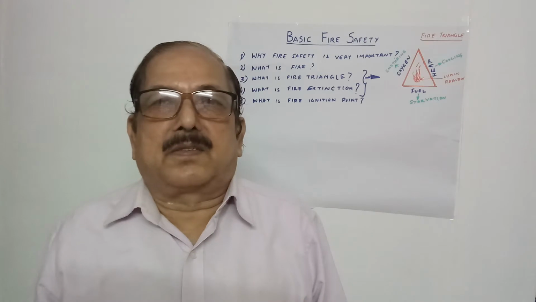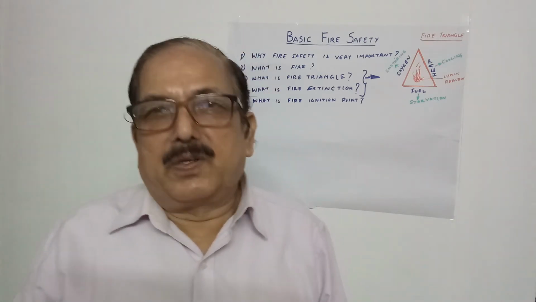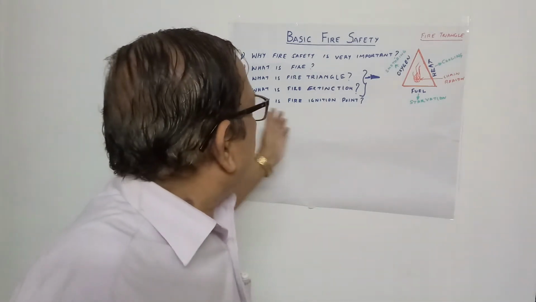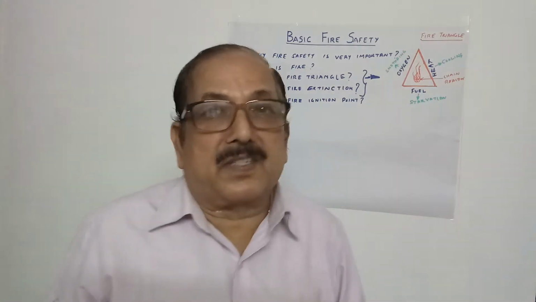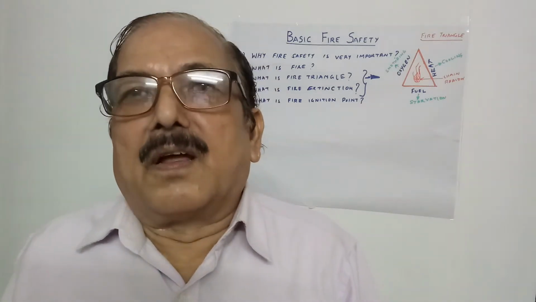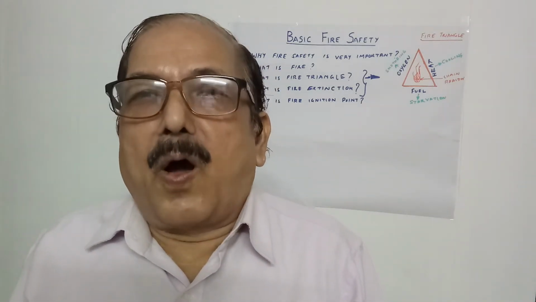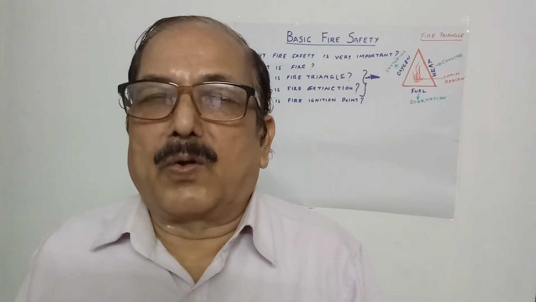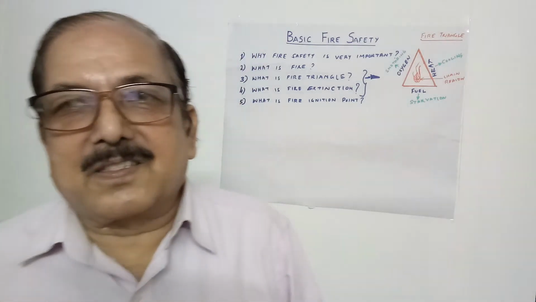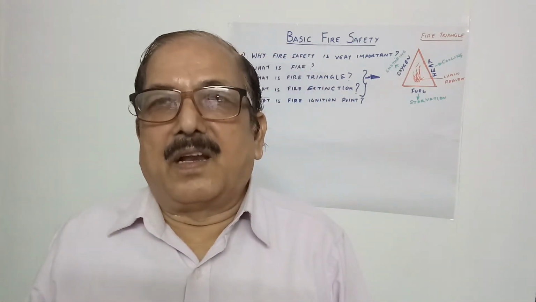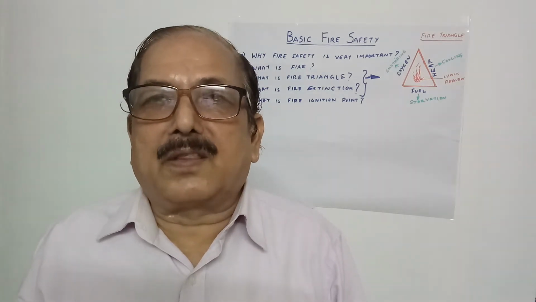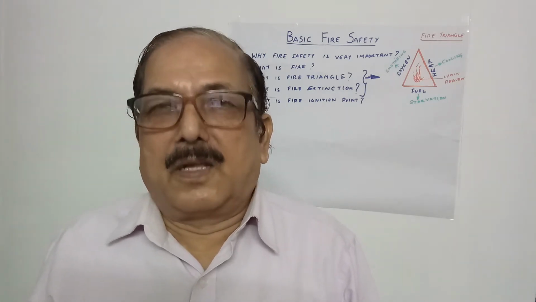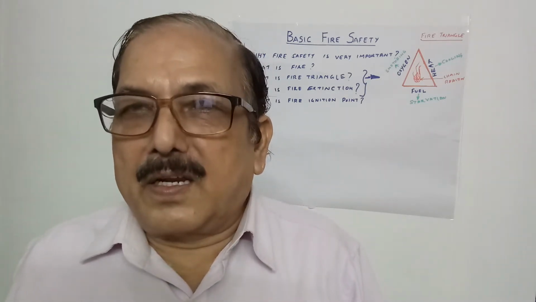Before going to the next series, today we will have a review of the last class. Last class, we discussed what fire extinction is. Fire extinction means how we put off the fire. All of you know that fire requires three things: oxygen, heat, and fuel. If any one of them is not there, fire will not be there. Removal of any one of them is known as fire extinction.